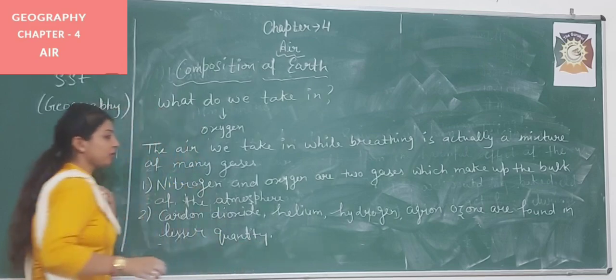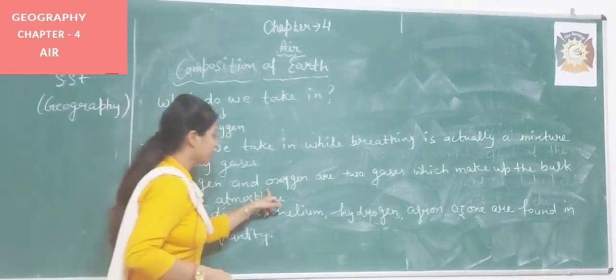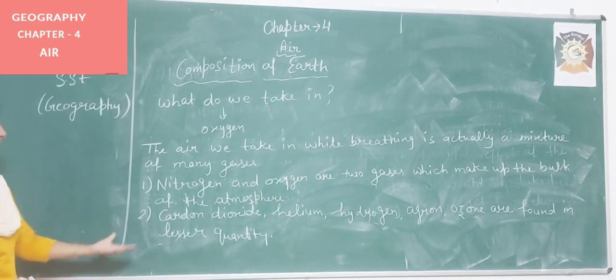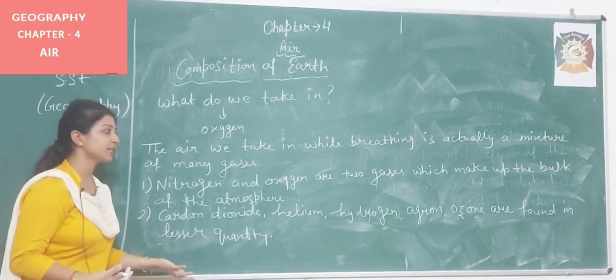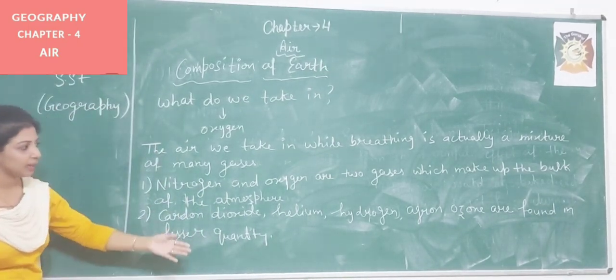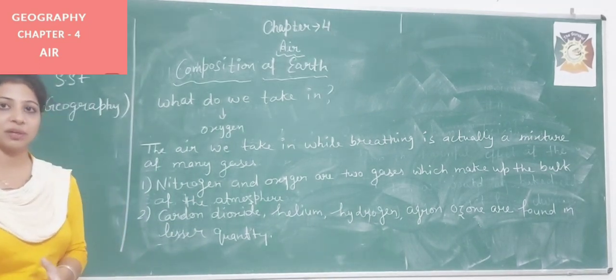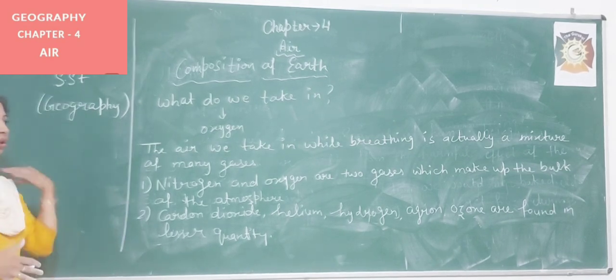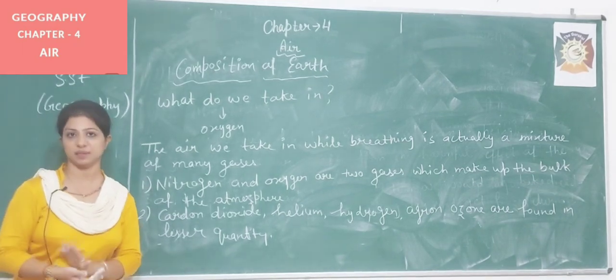Okay. Now what we are observing? We are observing that in the atmosphere, oxygen is not the only gas. There are so many gases. Nitrogen and oxygen are in higher quantity, and carbon dioxide, helium, hydrogen, argon and ozone are also found in our atmosphere, which are in lesser quantity. So this atmosphere is filled with a mixture of multiple gases, we can see.